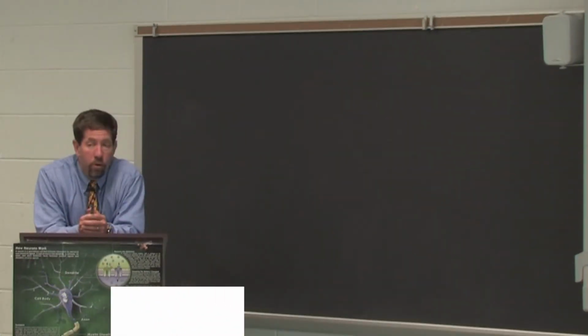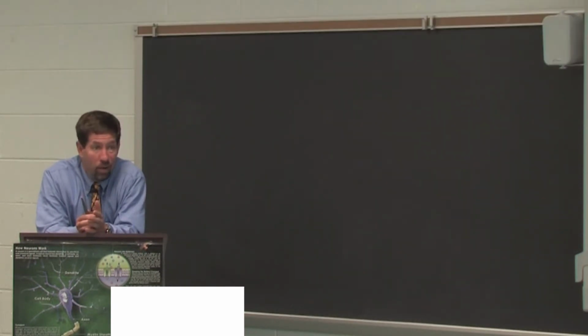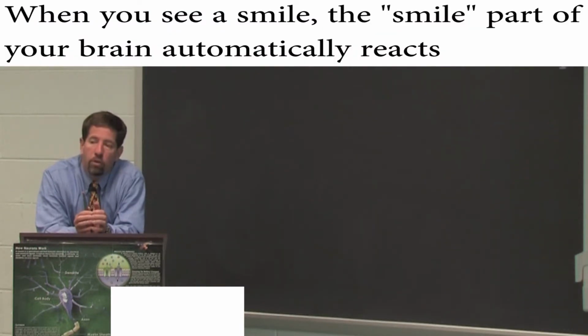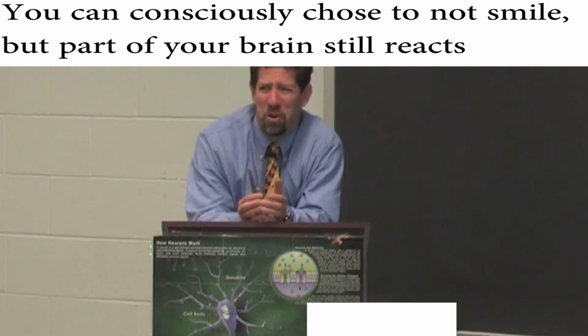All right, let's talk about mirror neurons. Mirror neurons are something called canonical neurons. And they really offer us evidence that, you know what, we are connected to everyone. Because when you see someone smile, part of your brain will smile. How can your brain smile?